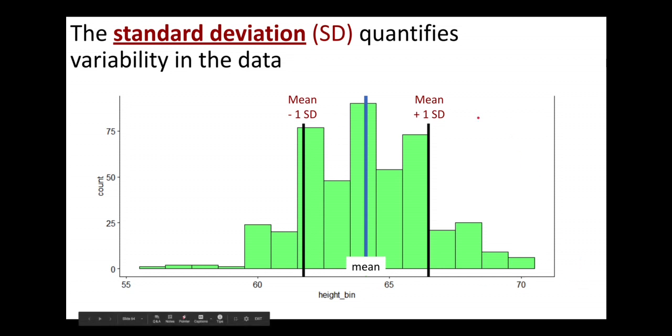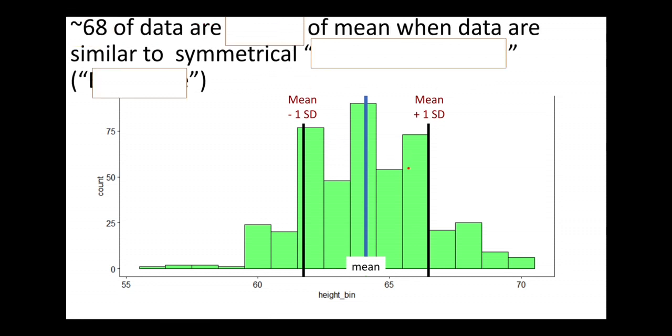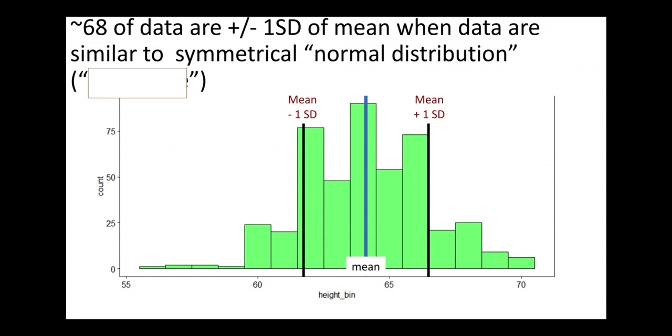And the general model is that when the data is relatively normally distributed, relatively bell-curved, then about 68% of the data are, we would say, ±1 standard deviation of the mean when the data is normal or when it's following a symmetrical distribution. So knowing just the mean and the standard deviation, if the data are fairly normal or bell-curved, that gives us a sense for the distribution of the data.